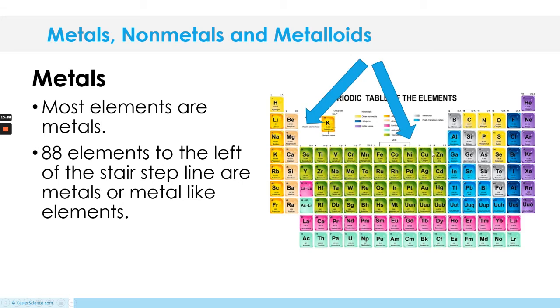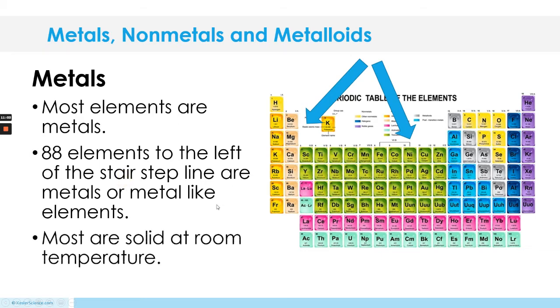So most of the periodic table is metals. The 88 elements to the left of the stair step line are metals or metal-like elements. Most of these are solid at room temperature. The only one that's not is Hg right here. That's mercury. That's a liquid metal.